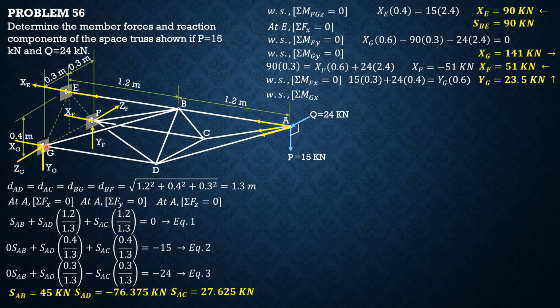Then summation moment about GX for the whole system to solve for YF. So by right thumb rule, YF is positive, 15 is negative, 24 is also positive. So YF times 0.6 plus 24 times 0.4 equals 15 times 0.3. So YF is negative 8.5. So that means YF is downward 8.5.